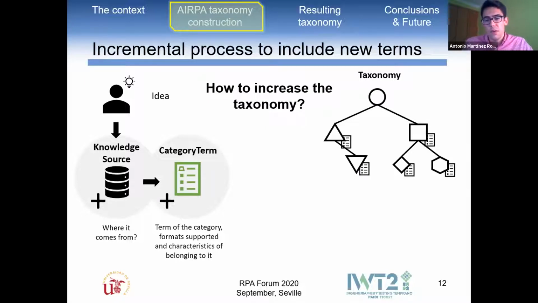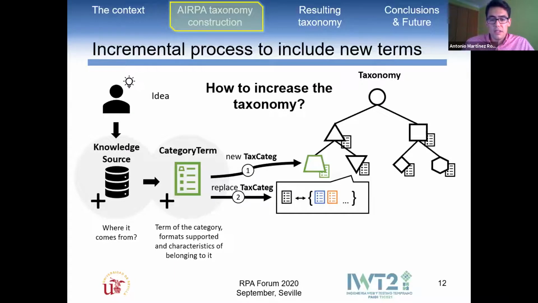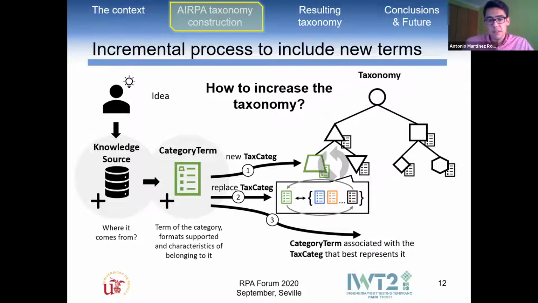Given the taxonomy, if we consider that no equivalent term, that no equivalent category exists, we include the new category as the daughter of the most appropriate taxonomy category to contain it. The second option will be to replace a taxonomic category with the new one. In this case, the taxonomic category goes to the list of equivalent terms and the new category becomes the taxonomic category. And the last option, when the taxonomic category better represents the concept than the category we want to add. Therefore, we simply add to the list of equivalent terms associated with it the taxonomic category that we believe best represents its concept.